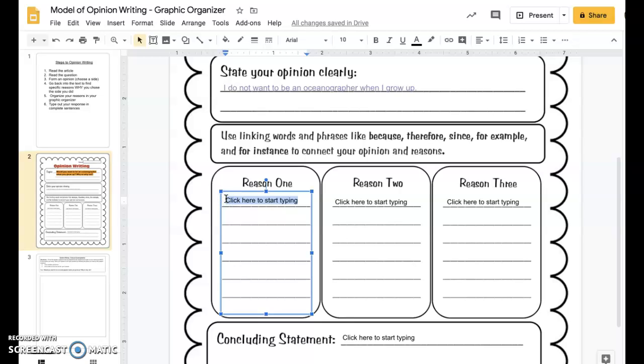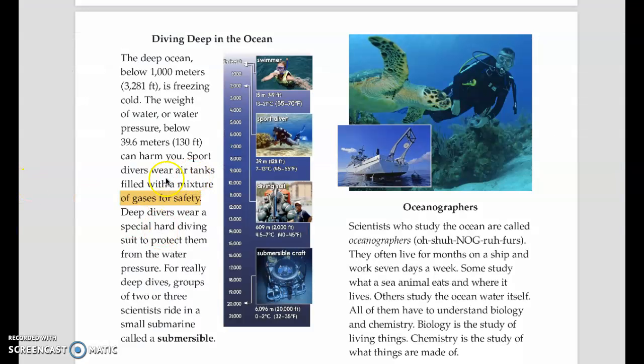This is a graphic organizer. You're not expected to write out complete sentences necessarily. So feel free to bullet or just write your ideas. They don't have to be complete sentences in the graphic organizer, but when you write it out, it does have to be complete sentences. So deep dives, I'm going to put cold, dangerous. I'm going to write, what else did it say in the text? I'll put specifically, they have to have a hard diving suit to protect them.